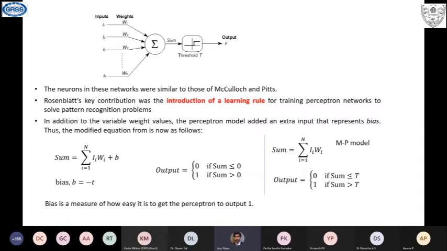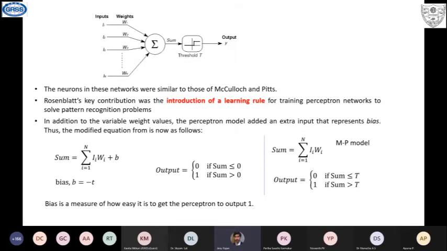Here, the values of the parameters can be automatically identified with the help of a learning rule. So he used a learning rule to train the perceptron, or to find the optimal values of the parameters. The other modification that he made is a small change in this equation. If you look at the MP model, this is how it works: you compute the weighted sum, and if the weighted sum is greater than the threshold, the neuron fires. Otherwise, the neuron will not fire.